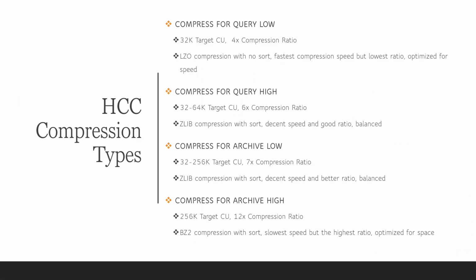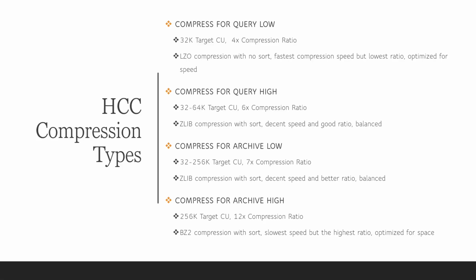The hybrid columnar compression comes with two variants. The first one is data warehouse and the other one is archive. In data warehouse, you have two options. One is compress for query low and the other one is compress for query high. In case of compress for query low, the target compression unit is 32 KB in size, which achieves 4x compression ratio. The compression algorithm used is LZO, which is best suited for the performance of the database.